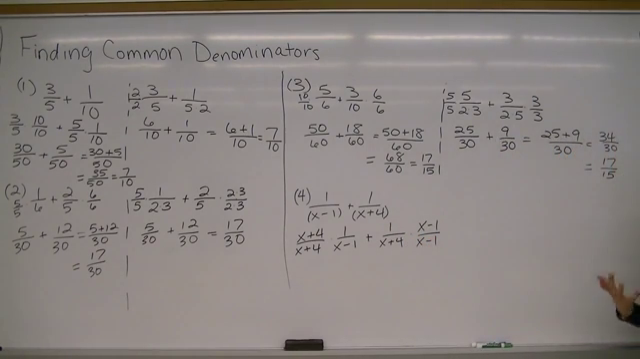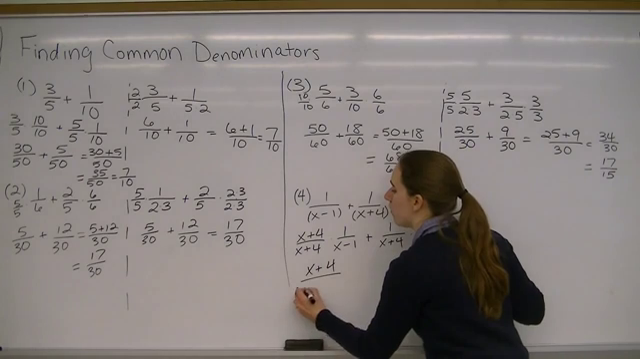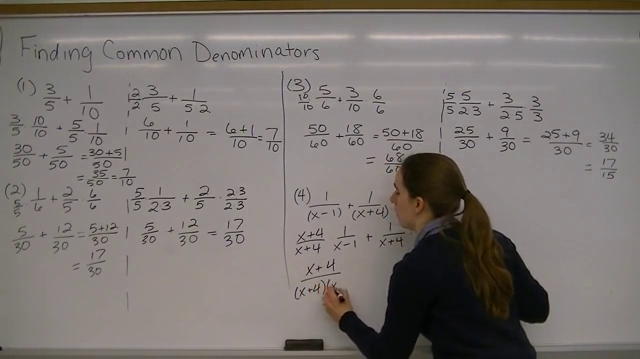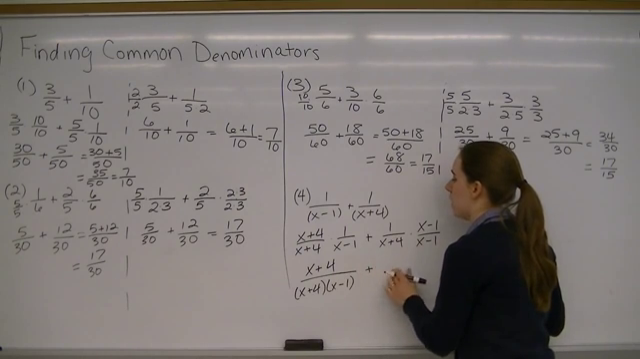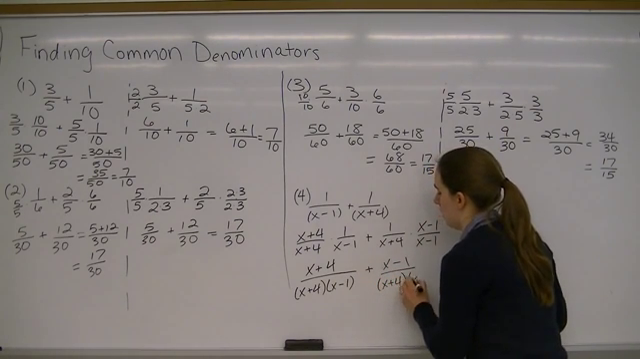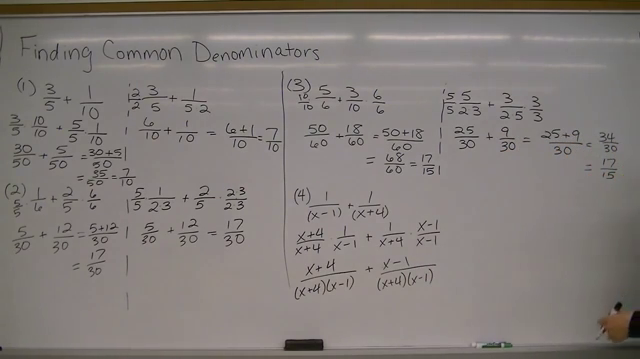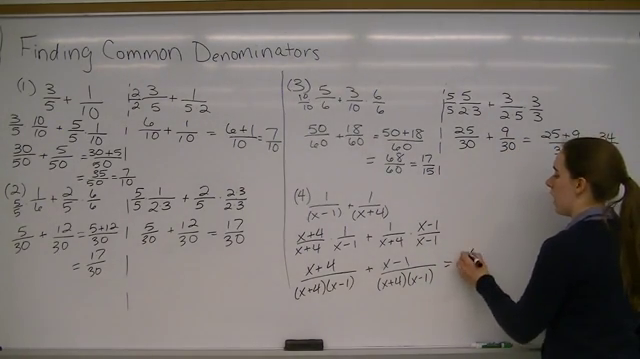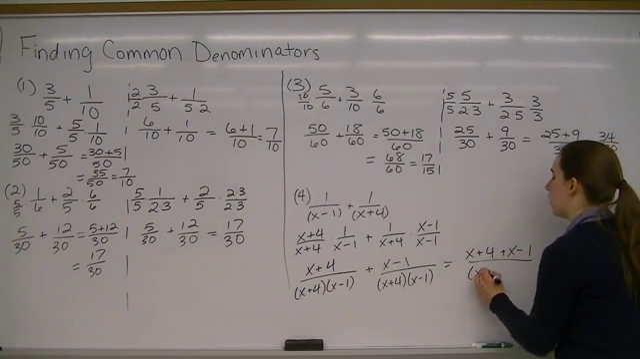So again, this is both the quick and dirty way and the least common denominator way. So here I get x plus 4 over the common denominator, which is both denominators multiplied. Here I'm going to get x minus 1, and we see that we have a common denominator, so now I can just add across the top. And it's over the common denominator.